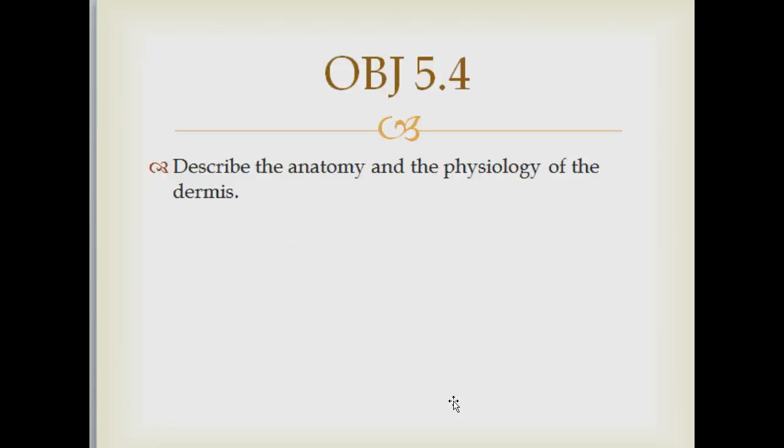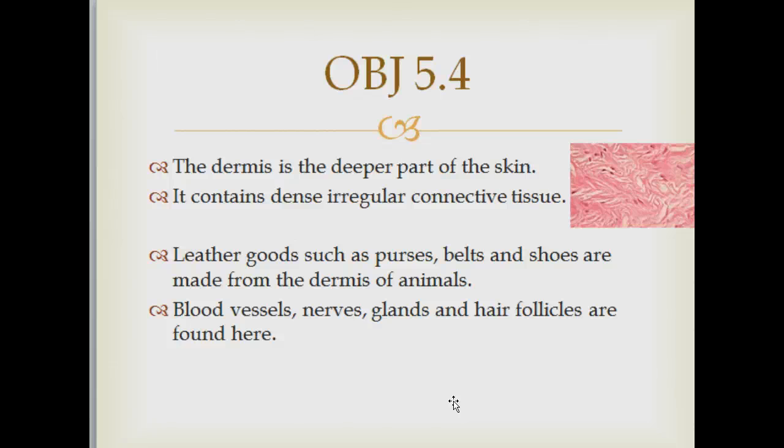Okay, now the dermis. The dermis is actually the deep layer. It's the very deep part of the skin. As you can see, this is dense irregular tissue. Looks like paisley. Some people will say paisley, depending on what you look at. So again, this is a review from chapter 4. When you see a purse or any type of leather bag, what you're looking at is the dermis. So belts and shoes are all made from the dermis of animals. So look at your boots or wallets. That's what you're wearing, some animal's dermis.